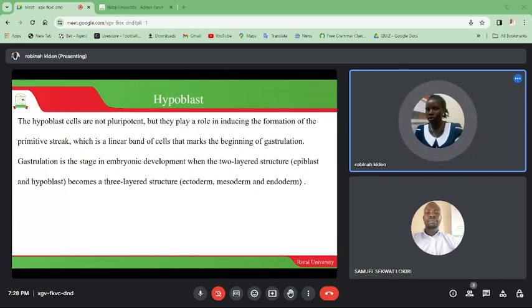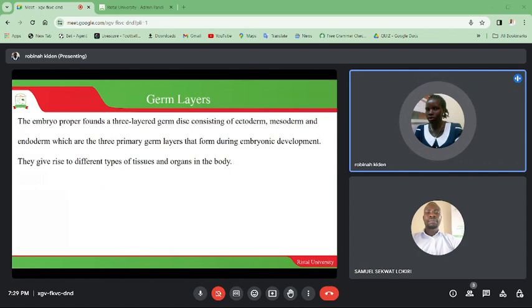Let us look at germ layers. The embryo proper forms a three-layered germ disk consisting of ectoderm, mesoderm, and the endoderm, which are the three primary germ layers. When we talk about germ layers, these are layers that have the potential of differentiating into different cells. They have that ability of developing. So they give rise to different types of tissues and organs in the body.